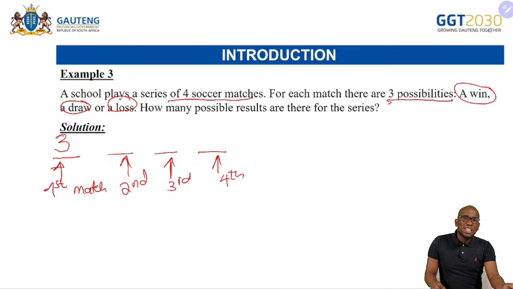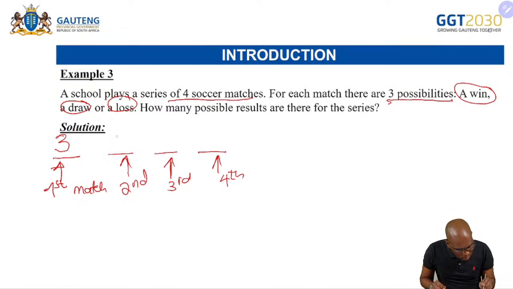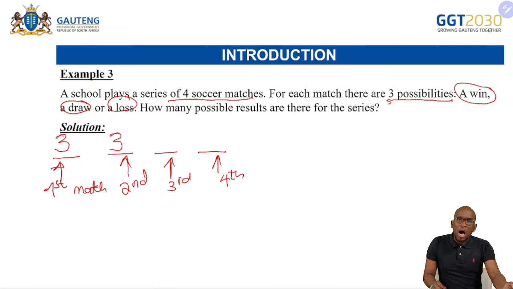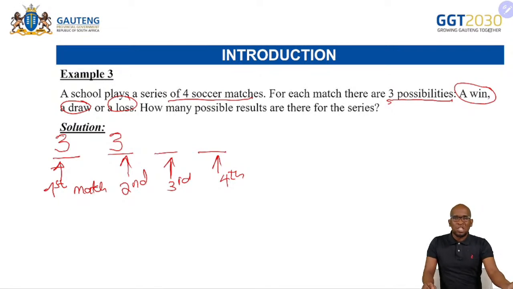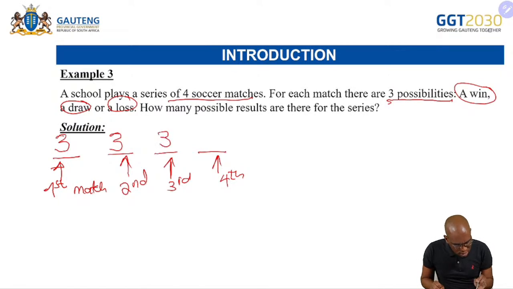Now, after playing the first match, you go to the second match. For the second match as well, there can be a win, a loss, or a draw. Remember, the results of the second match are totally independent of the results of the first match. You can win both matches, you can lose both matches, or you can draw both matches. The results of the first match are totally independent of the result of the second match. The third match, there are 3 possibilities. Fourth match, 3 possibilities as well.